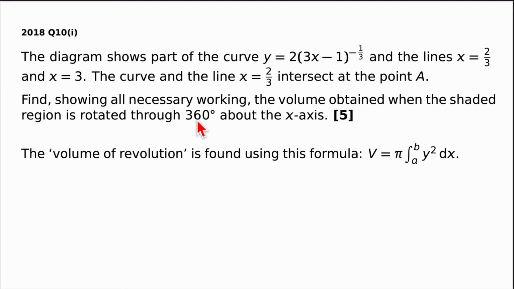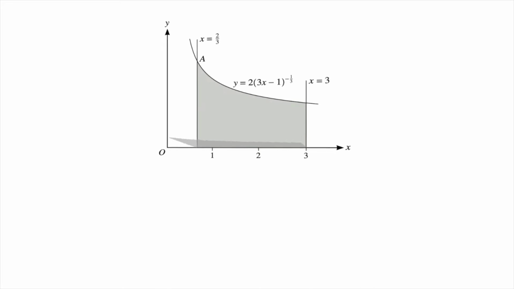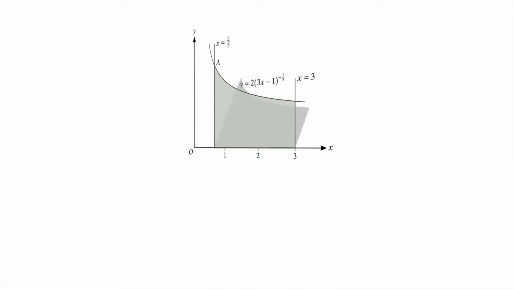When you're rotating a region about the x-axis, then you're doing something called the volume of revolution. There's a formula for working it out. It's using integration, and it's given by this: pi times the integral from the lower limit to the upper limit of y squared dx. I'll try to include an animation on the screen now that illustrates what's going on.